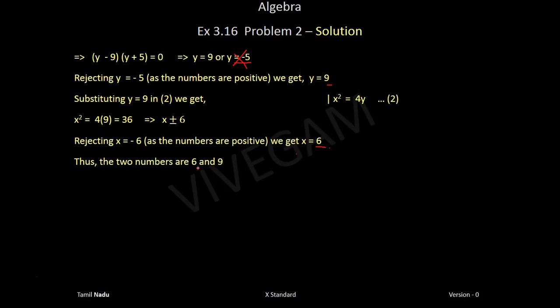Let's do a quick verification. The square of the smaller number is 4 times the bigger number. The square of the smaller number is 36. 4 times the bigger number is 9 into 4, which is 36. So 36 equal to 36. What is the other condition? The difference of the squares. The square of this is 81, and the square of this is 36. 81 minus 36 is 45, which is what they gave. So the answer is correct.